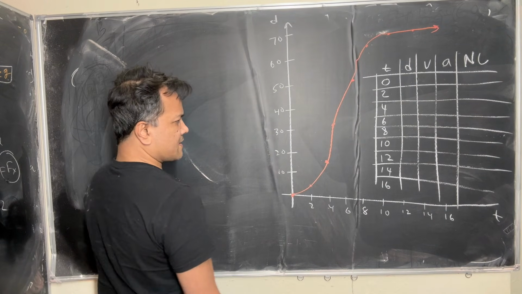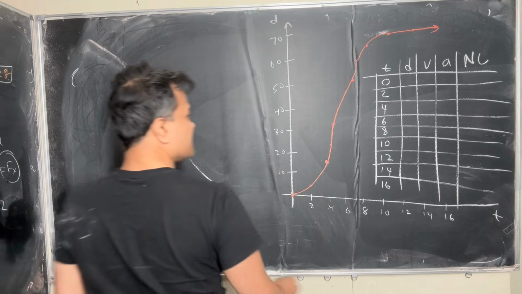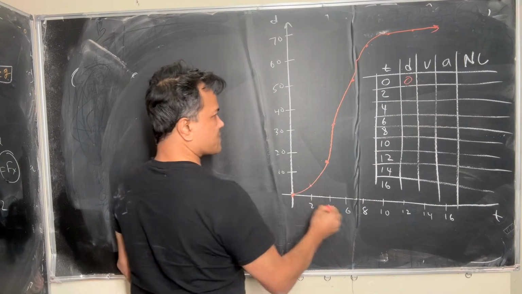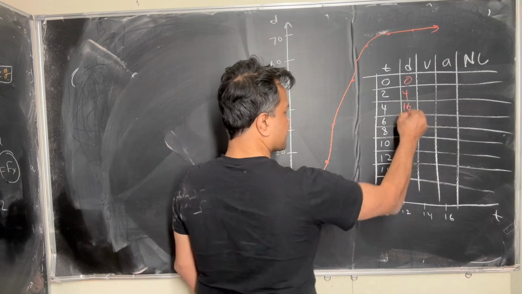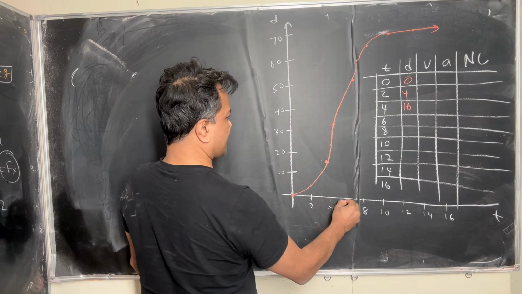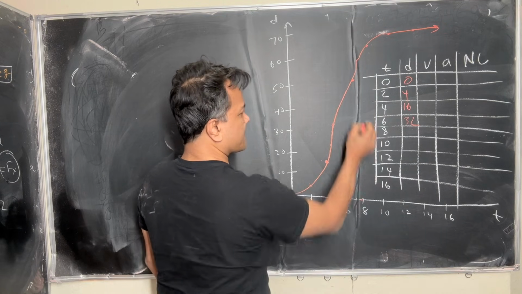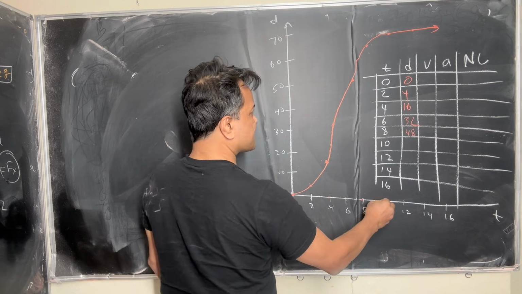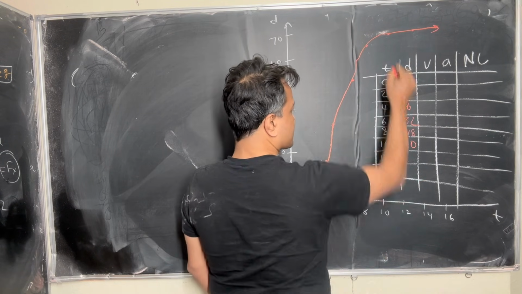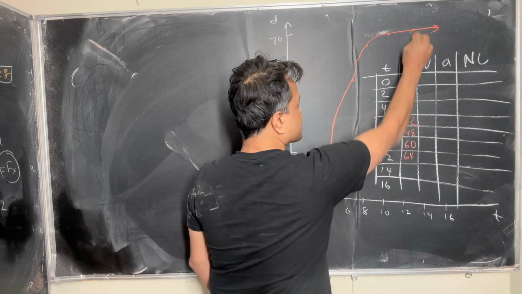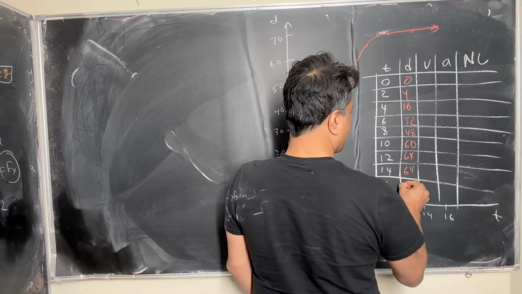Okay, so at 0 seconds, of course, it is 0. I'm going to use the red color. At 2 seconds, 4. At 4 seconds, let's say 16. At 6 seconds, 32. At 8 seconds, 48. At 10 seconds, 60. At 12 seconds, 64. At 14 seconds, 64. And at 16 seconds, 64.